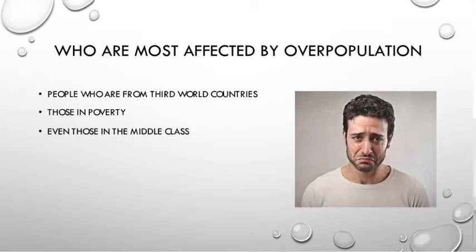Because third world countries are growing so rapidly, people who live there are most likely affected by overpopulation. But this doesn't just affect them. This affects those who are in poverty, who can't afford increased prices for goods and resources because there's less to go around. And even those in the middle class can suffer more from the higher costs of living.